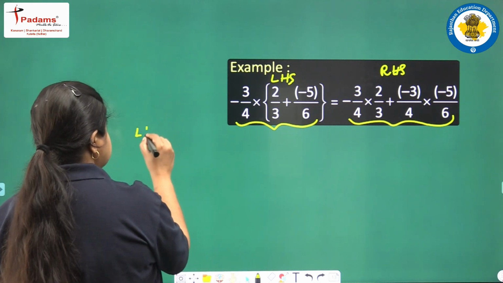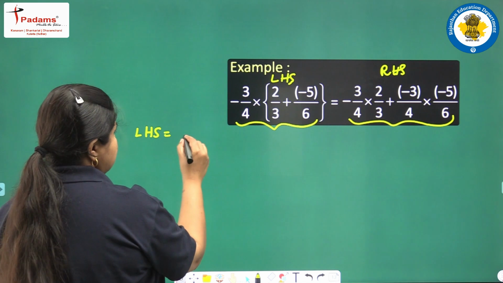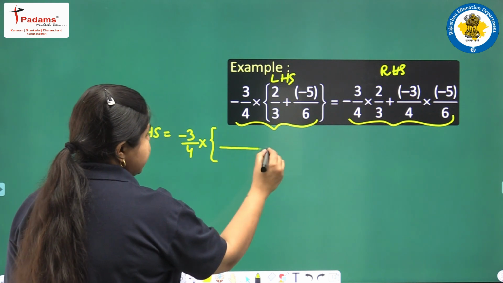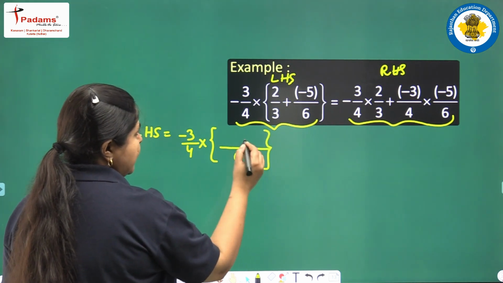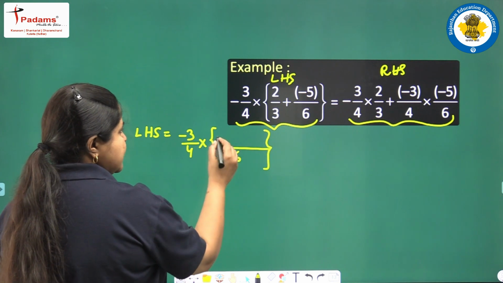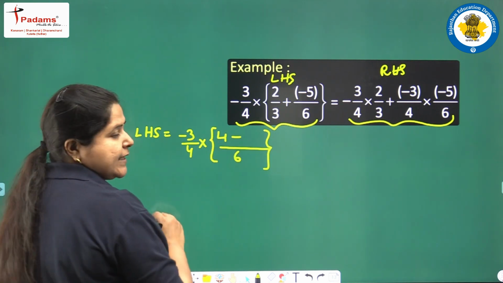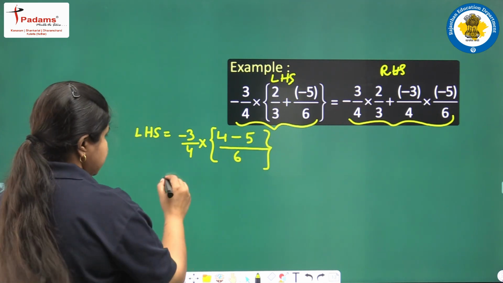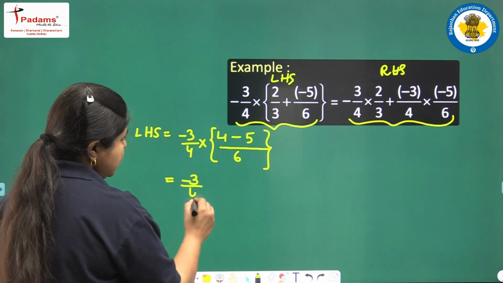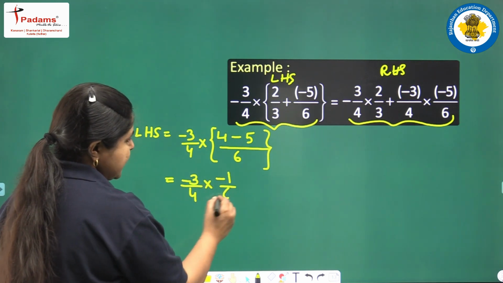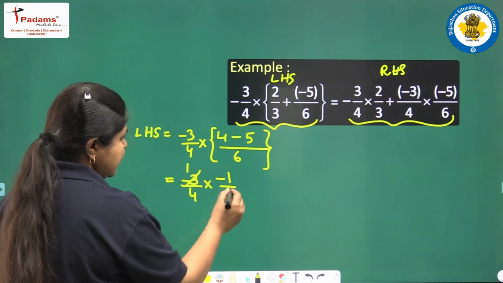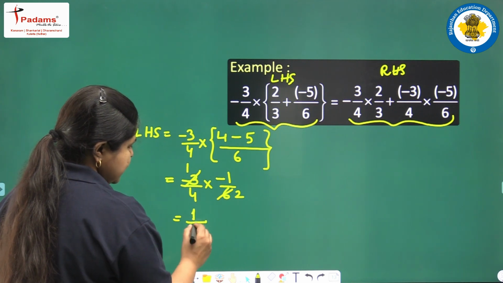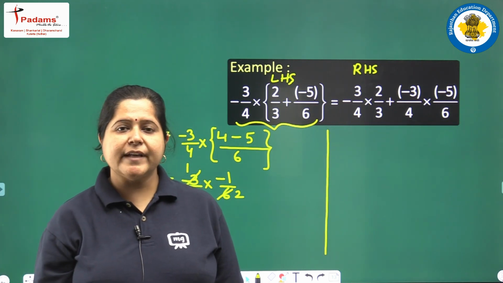We start with LHS. This will give us minus 3 by 4 into, first we solve the bracket. The LCM of 3 and 6 will be 6. Then 3 2s are 6, so 2 2s are 4. Plus and minus will give me minus. 6 is as it is, so 5 will remain as it is. This will give us minus 3 by 4 into minus 1 upon 6. Cancel it, 3 1s are 3, 3 2s are 6. This gives us minus and minus plus, 4 2s are 8. Now we move on to the RHS part.